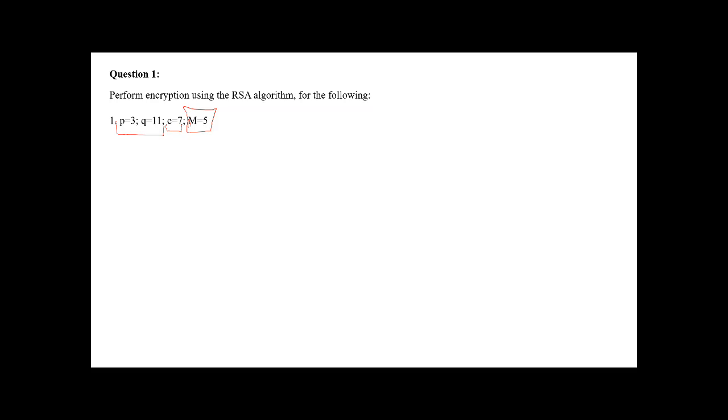So, how do we encrypt using RSA? The first step we need to do is to get a variable n. N equals P multiplied by Q. So in our case here, it's 3 multiplied by 11, which is 33.